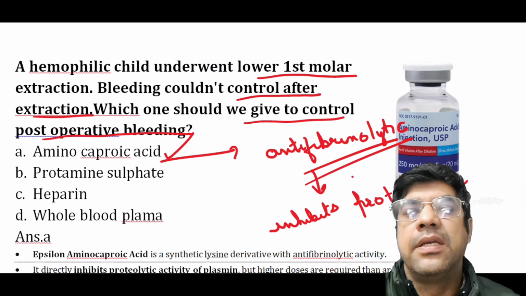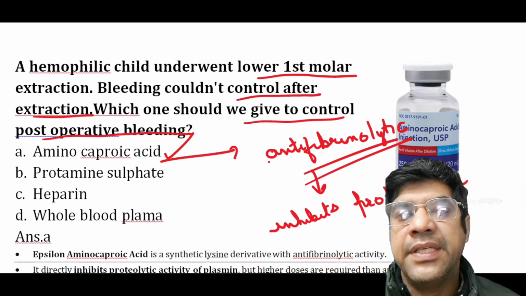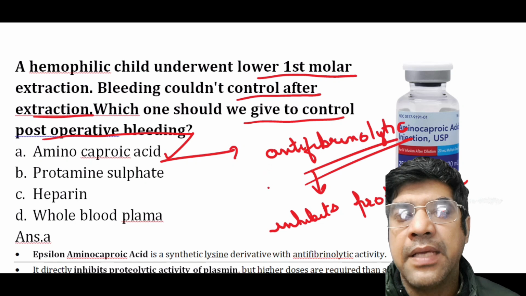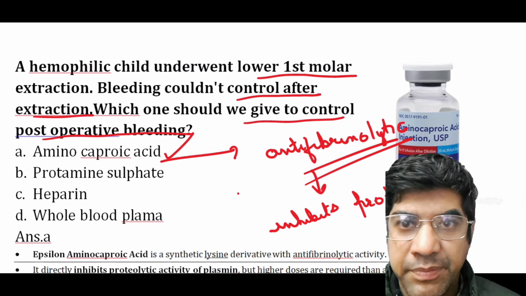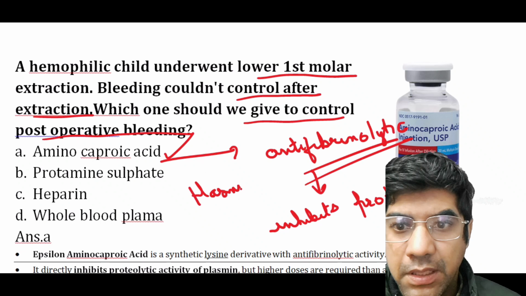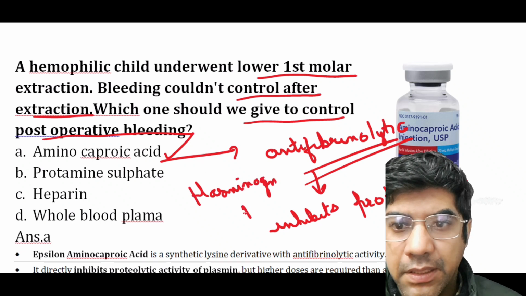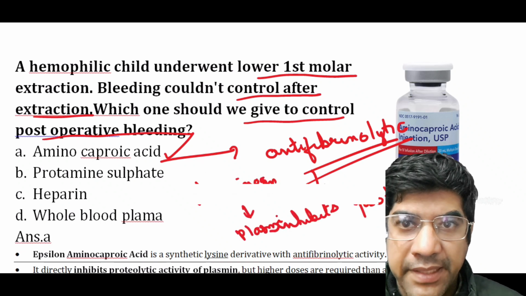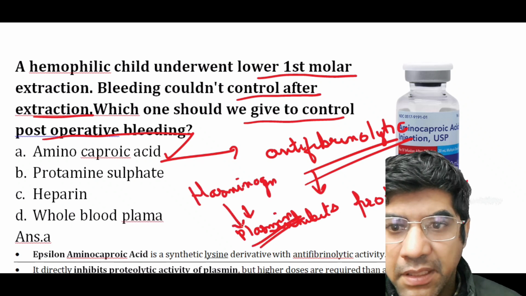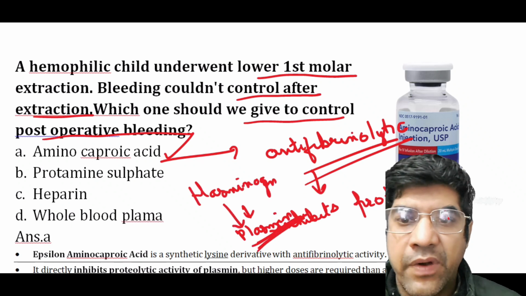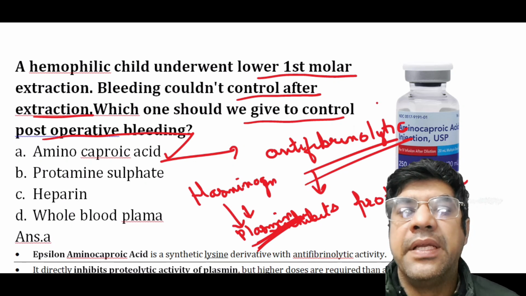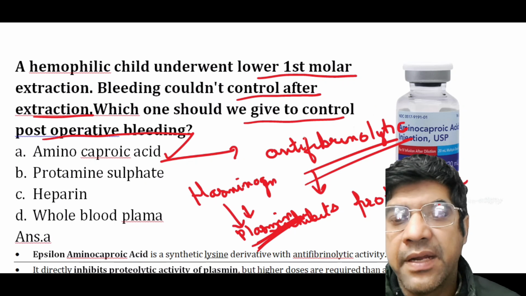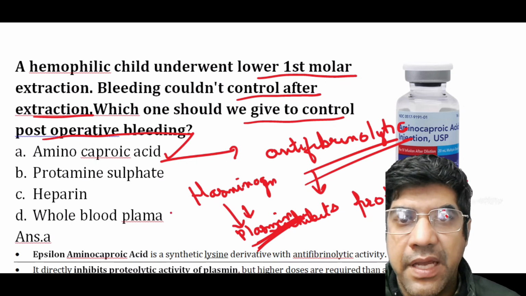So the mode of action: aminocaproic acid completely inhibits the activation of plasminogen. By doing so, it will reduce the conversion of plasminogen into plasmin. That is an enzyme that is responsible for degradation of the fibrin clots, fibrinogen and other plasma proteins, including procoagulant factors like factor 5 and factor 7.